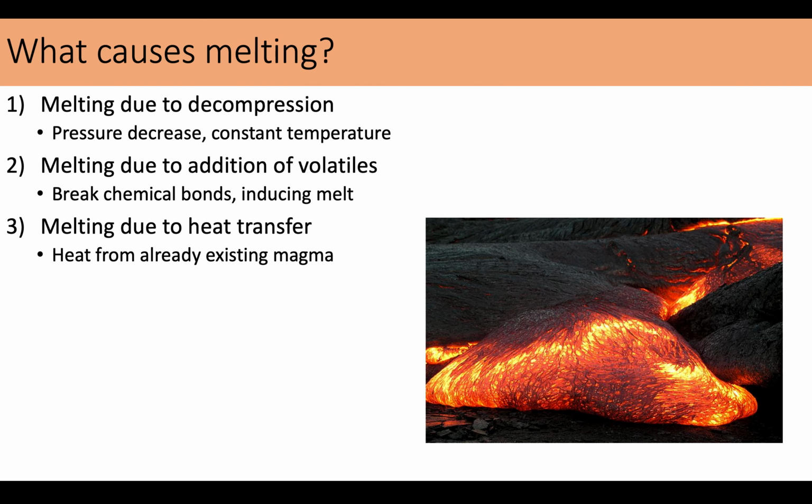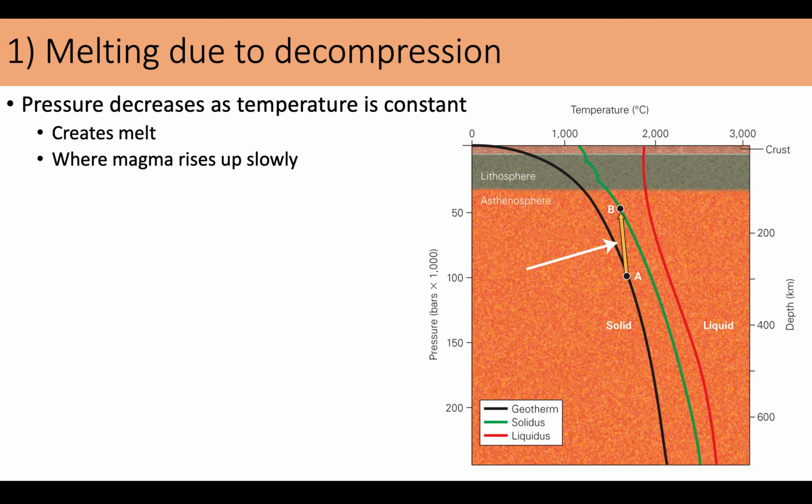Also, the addition of volatiles. So these elements will break chemical bonds in the rock, which is going to cause melting. And then the third way to cause melting is due to heat transfer. So heat from existing magma can cause melting. So if there's rock around a magma chamber, that rock that's quite close to the magma chamber will often melt due to the heat from that already existing magma. So let's go through these examples in a little more detail.